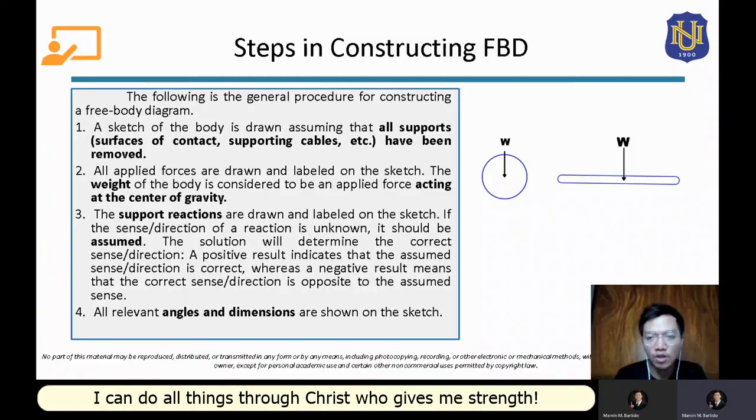Okay. So for the last step, all relevant angles and dimensions are shown on the sketch. It will be easier if in our constructed free body diagram we show all the angles or all the dimensions, so that we will not get confused in our computation. So it is an important step also.